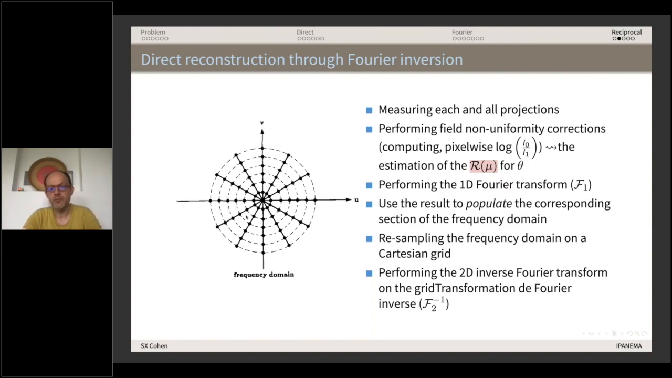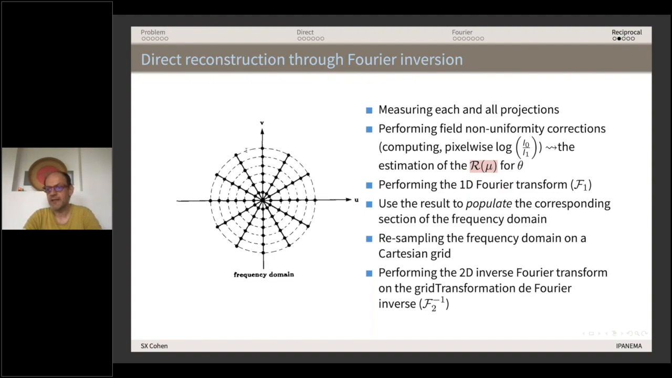So with the radiograph at each angle, I'm going to populate one of these lines in the Fourier domain through the computation of the 1D Fourier transform of the Radon transform. So what I can do now, because I know how to do the reverse Fourier transform, is to compute the inverse Fourier transform of the function that I have sampled here.